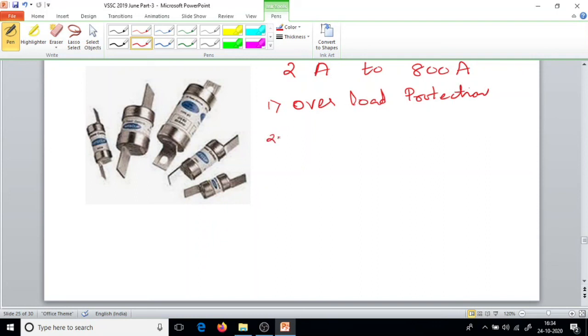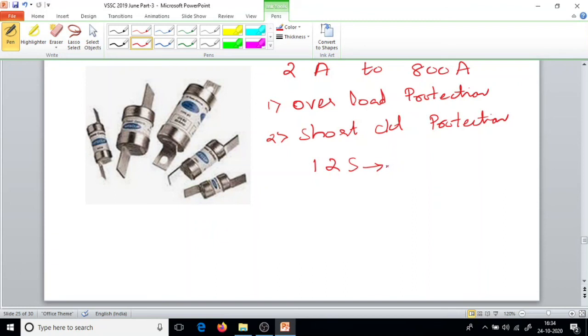Overload protection, and similarly short circuit protection. Normally, when a motor starts, initially it draws high current, then it reduces. So this fuse is constructed in such a way that it has an internal fusing element bonded by some ceramic powder. After 12 seconds, I think it's 12 seconds, it allows high current.